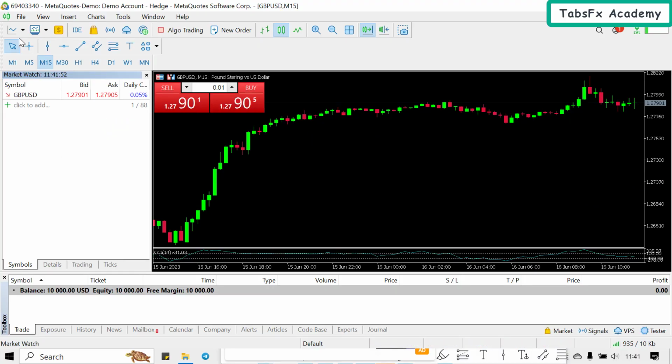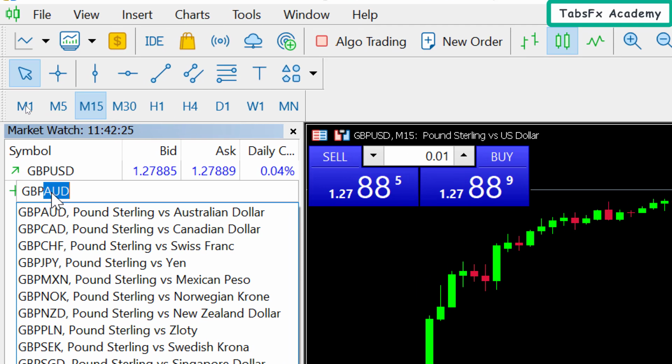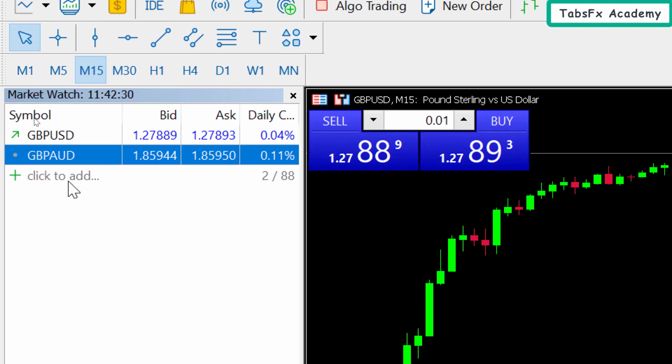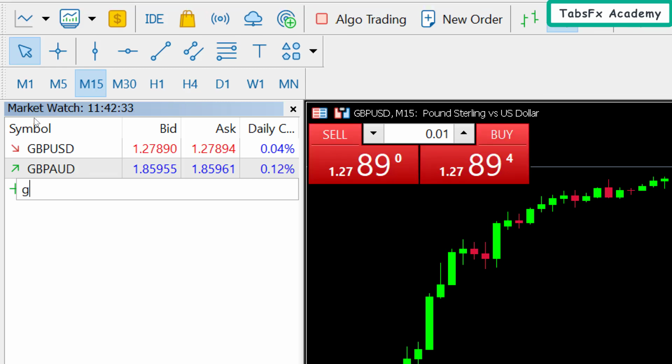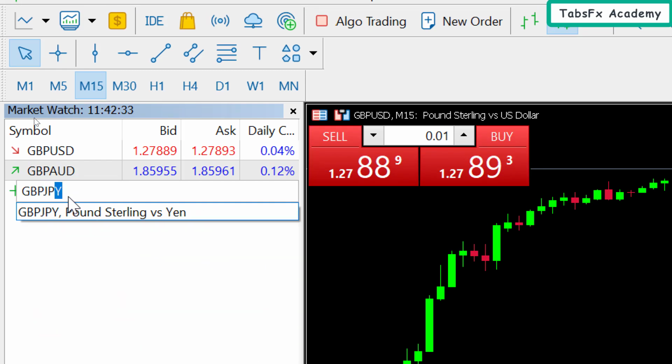Now, how do we add more pairs here? You simply come and click here, and then you type in the pair that you're looking for. GBP/Australian dollar, I can just take that. So the pair has come. You can see it there. I want to add another one, GBP/JPY. It has come.